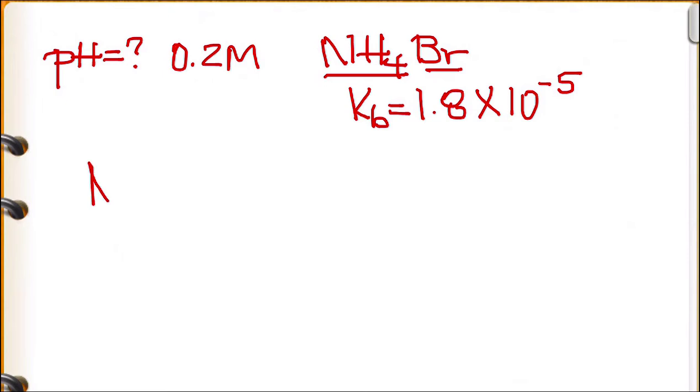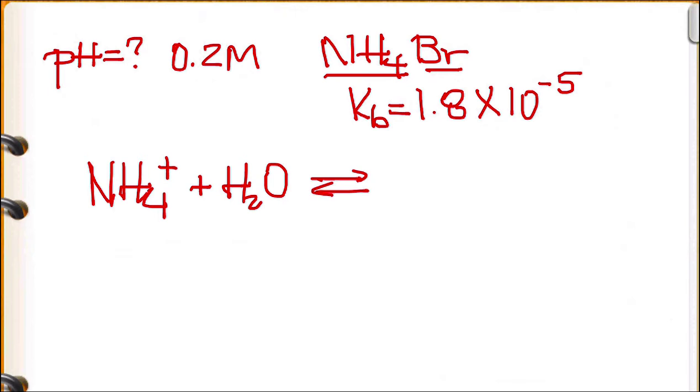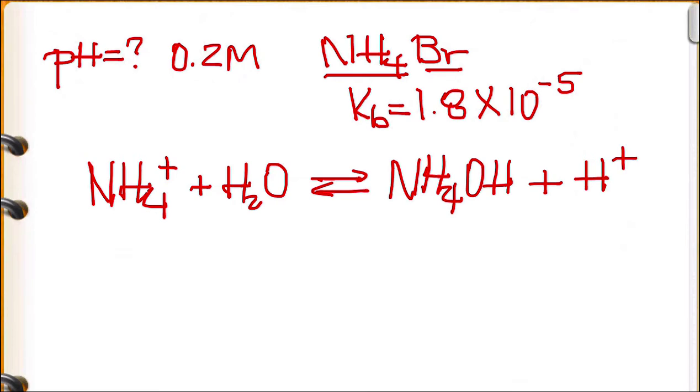So let's start writing the equation. NH4 plus plus water in equilibrium with NH4OH plus H plus. So again, the same principle. We had 0.2, and a little bit of it is going to react with water and become ammonium hydroxide. So the same amount that was reacted is going to be produced in here and in here.